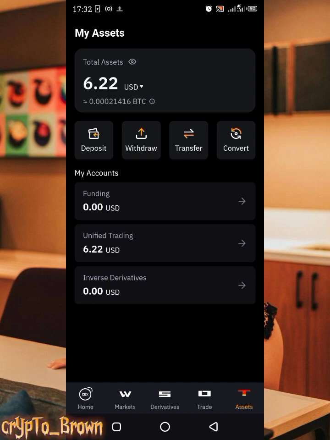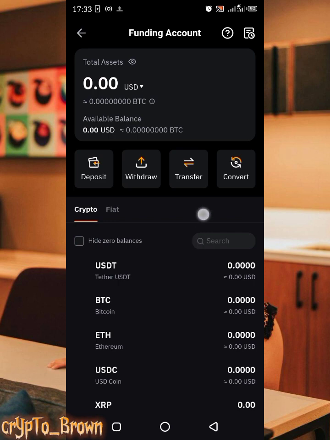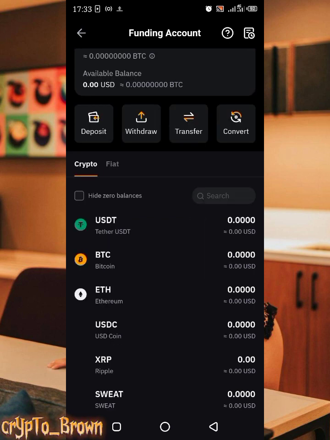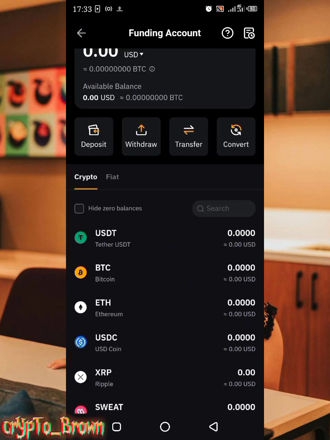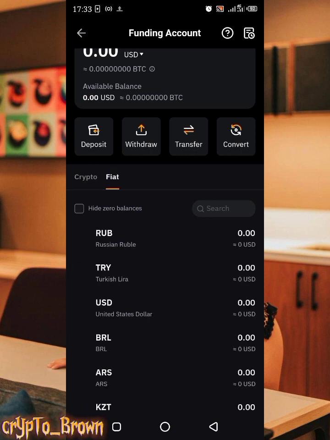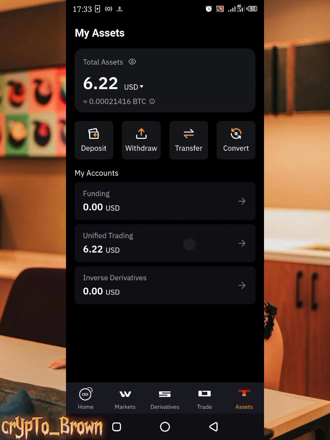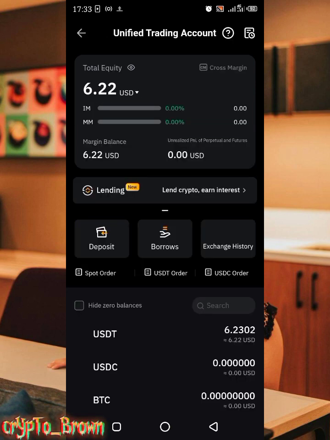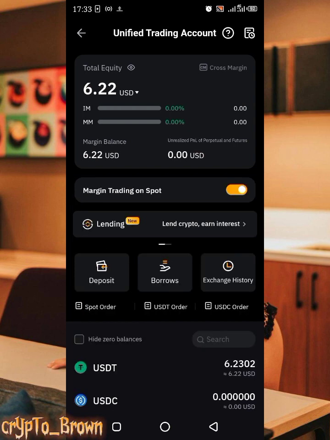Now at my account, you see funding. Any cryptocurrency that you have in your funding account will show up here, whether it's crypto or fiat. Also when you go back and see the unified trading, when you have cryptocurrency inside, if it is USDT, you can use it to trade derivatives and spot at the same time. That's why it is called a unified trading account.